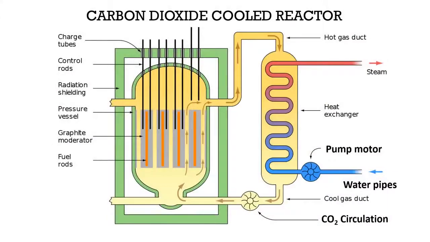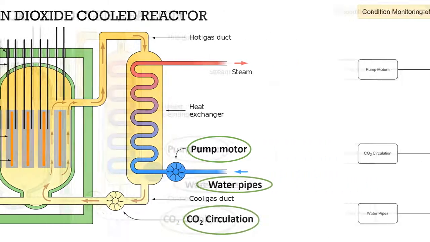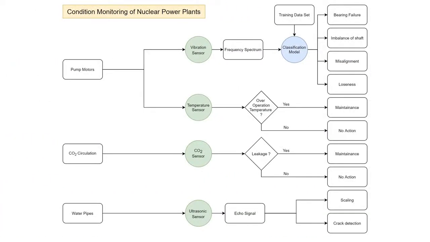The scheme here shows all the major components of a nuclear power plant. Among these, we will be focusing on the pump motors, water pipes, and the cooling system based on carbon dioxide for the condition monitoring. First would be the vibration analysis of pump motors, in which we will be classifying the signature of vibration in the frequency spectrum, which can be used to determine the cause of a motor malfunction like bearing failure, shaft imbalance, misalignment, or looseness.